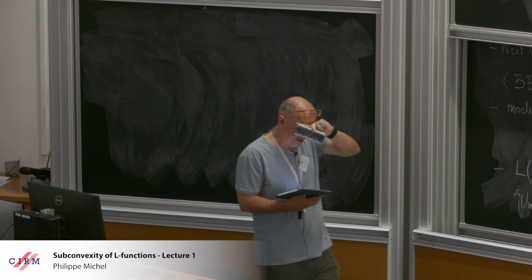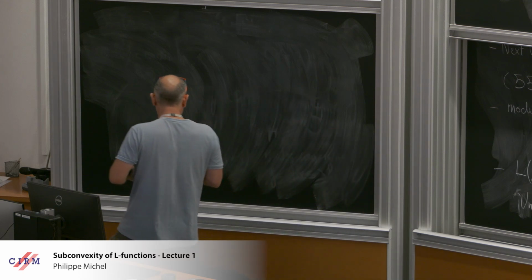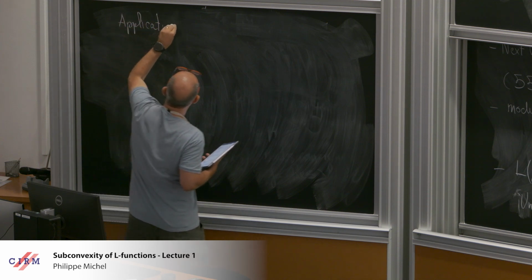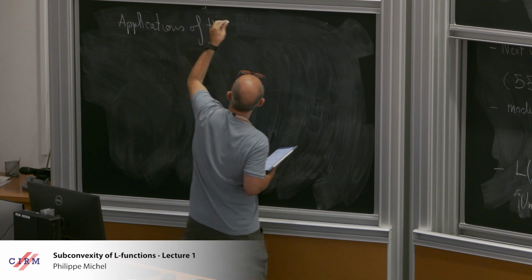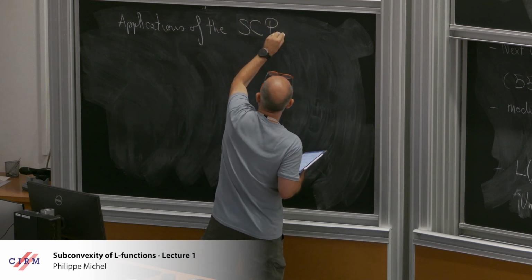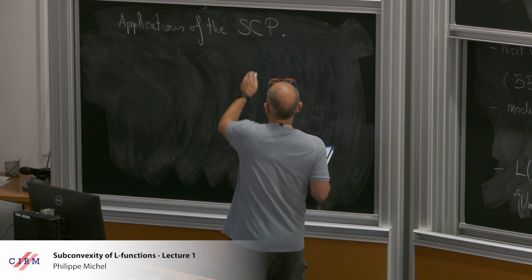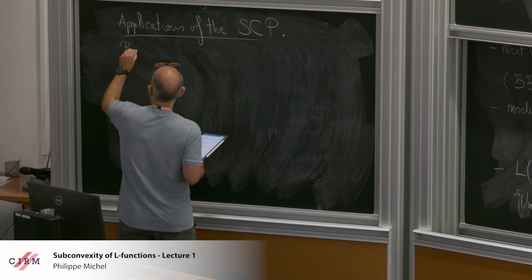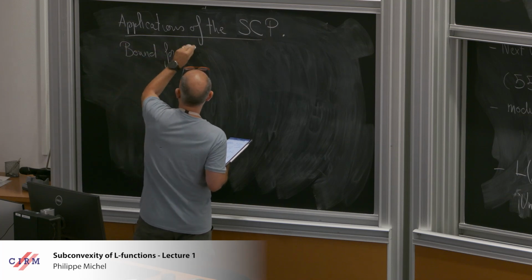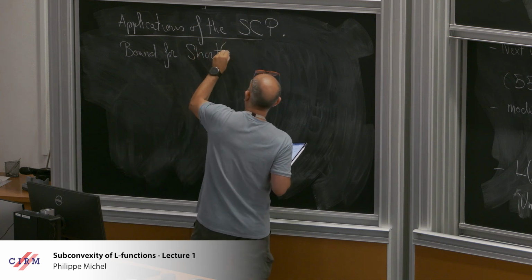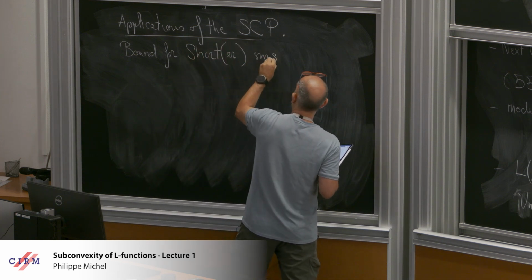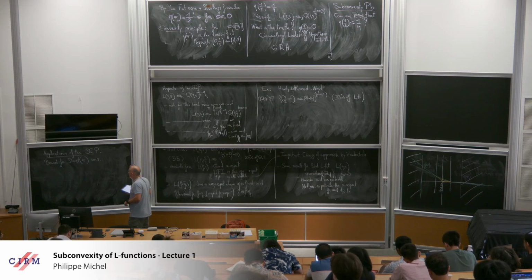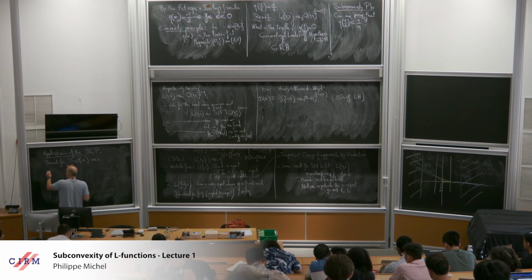Okay, maybe we'll do the most basic and then we will have a break. So, application to the subconvexity problem. Really the most basic one is bounds for shorter sums. It's really the most trivial one you can imagine. It's purely analytic, but let's do it that way.